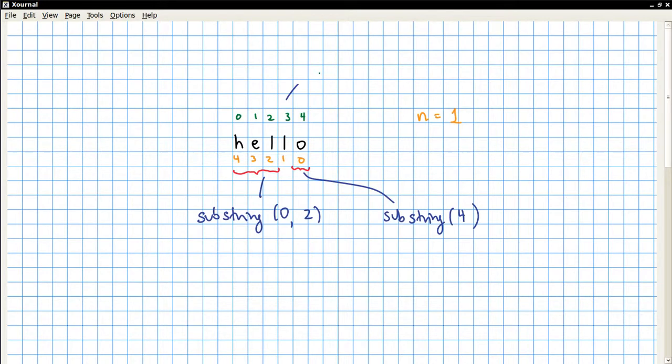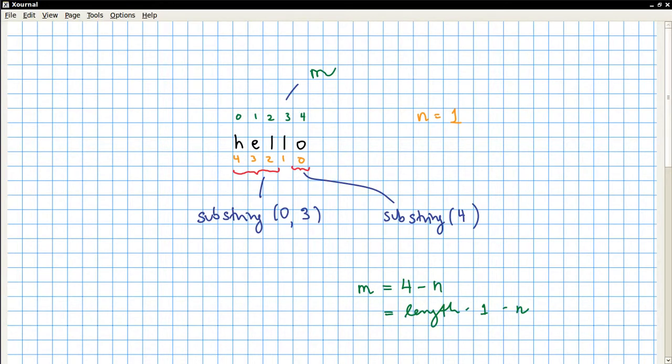Let me write it in green. Then you can see that M is always 4 minus n, or it's always, in general, the length of the string minus 1 minus n. All right, that's much more useful. Oh, by the way, I messed up here, right? The substring here should go from 0 to 3 because I don't want to include the 3.